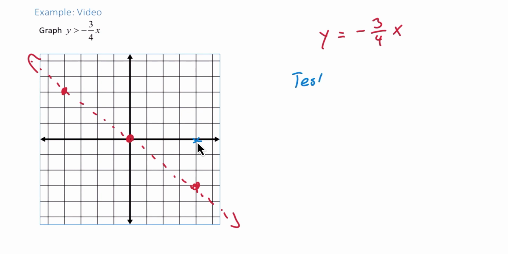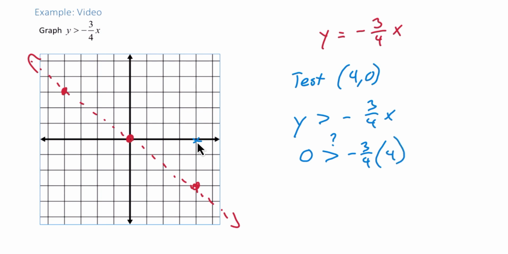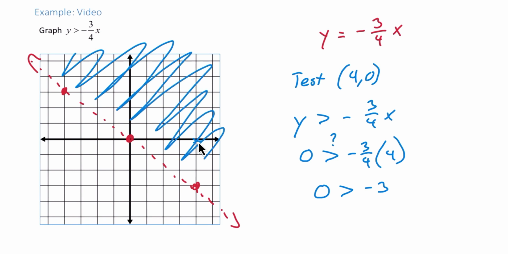And let's test 4, 0. We're always going to test in the original inequality. So y is 0. We're asking, is that greater than -3/4 times 4? 0 is greater than -3. That is a true statement. Since this point is true, that means every point on this side of the line is true. So shade the part that is true. And every point in that shaded region is a solution to this inequality.